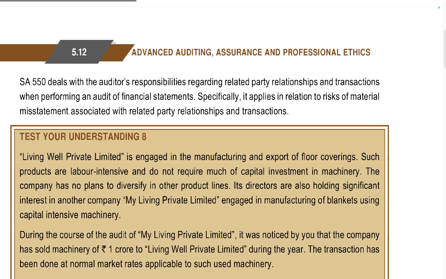SA 550 deals with the auditor's responsibilities relating to related party transactions in the audit of financial statements, specifically in relation to the risk of material misstatement associated with related party relationships and transactions.